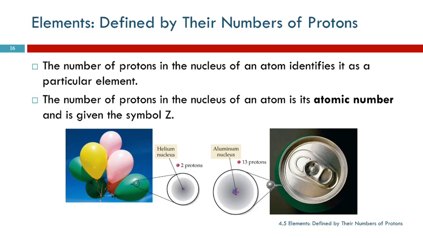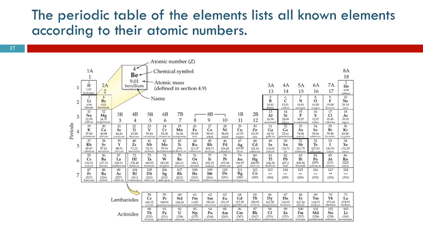So we call the number of protons the atomic number. It's given the symbol Z. I don't know why, but it is. There it is. Symbol Z. So when we look at the periodic table, this is a list of all the known elements, and they are ordered by their atomic number, the number of protons in the nucleus.